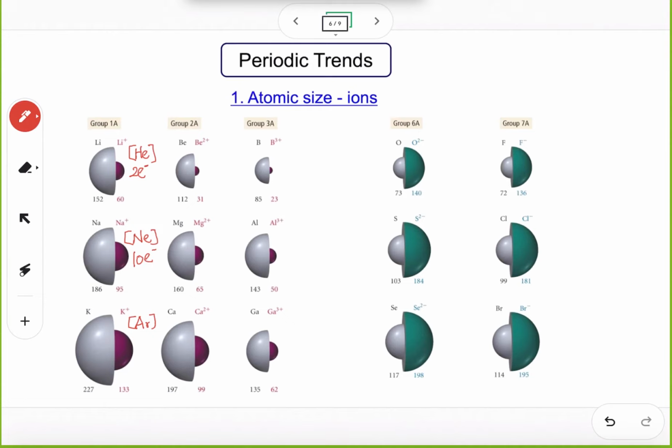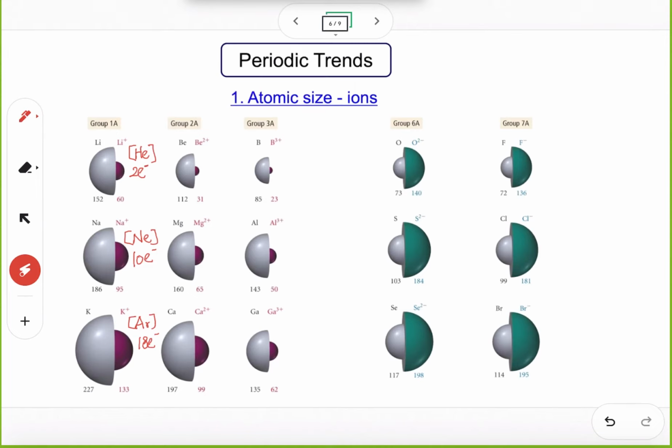How many electrons do you have for argon? 18 electrons. So as you notice, from top to bottom, you get more and more electrons. That is why for ions, the size will also increase. This is rule number 2.